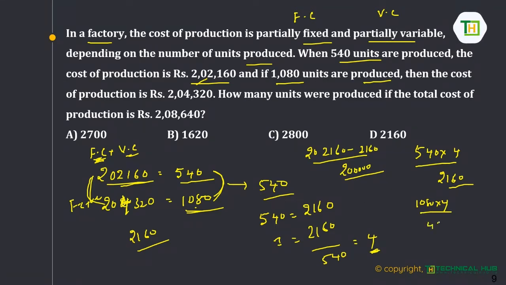So what are the variable charges you will get? 4320. If you subtract 4320 from this value, you will get the fixed charges. You have to subtract from this value, and you will get the fixed charges because fixed charges are constant here.